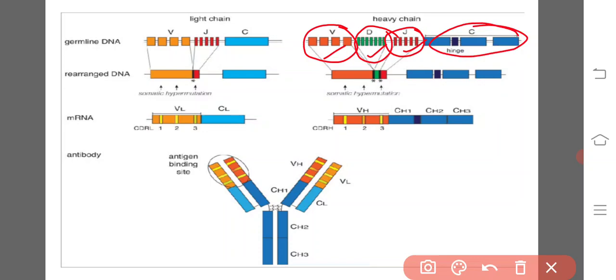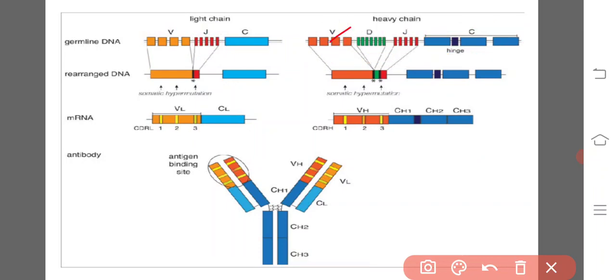The variable region of a light chain immunoglobulin molecule is coded for by two gene segments, which are called VL and JL, variability of the light chain and joining of the light chain, distinct from the gene segments used for the heavy chain synthesis. Every cell in the body, that is in the germline, contains multiple VDJ gene segments for immunoglobulin H and L chain, heavy chain and light chain, synthesis.